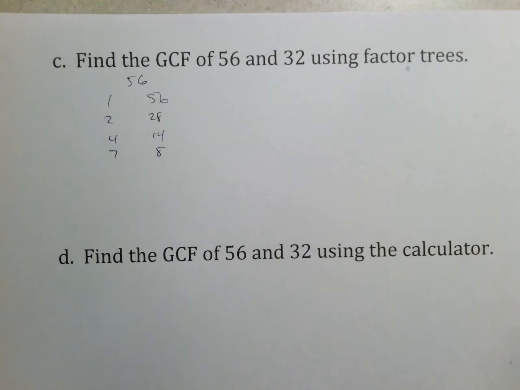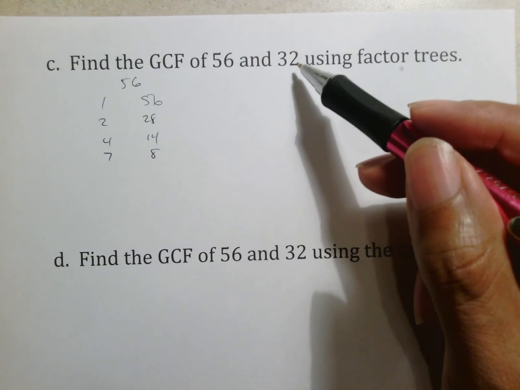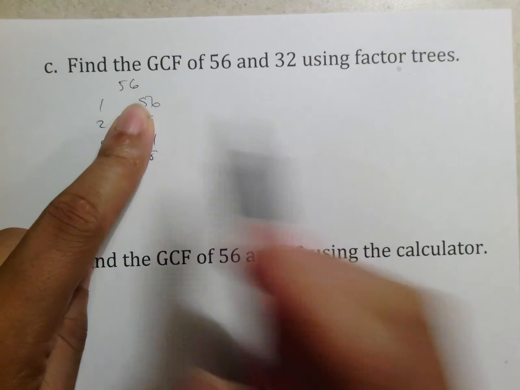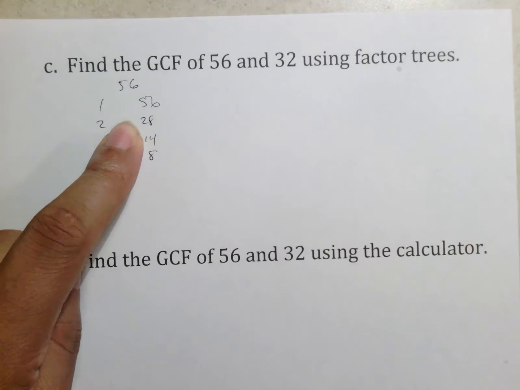So here's something else you can do for your GCF. Instead of making that factor tree for 32, you could just check these numbers to see if they go into 32. Of course, 56 doesn't go into 32. 28 doesn't go into 32.